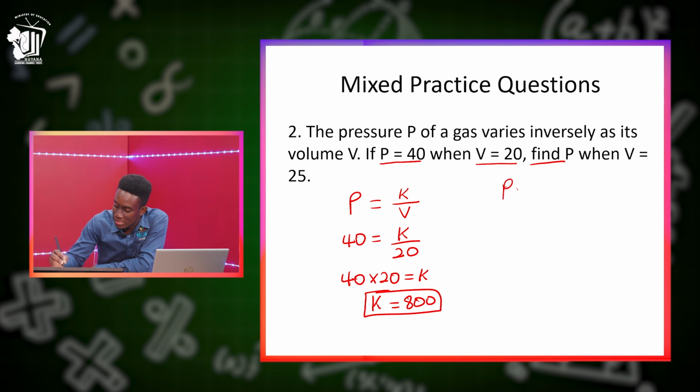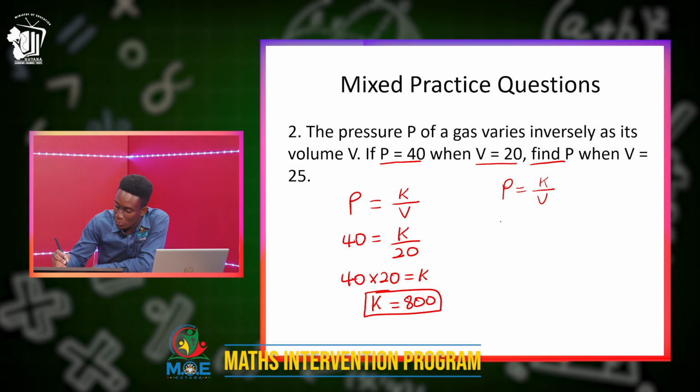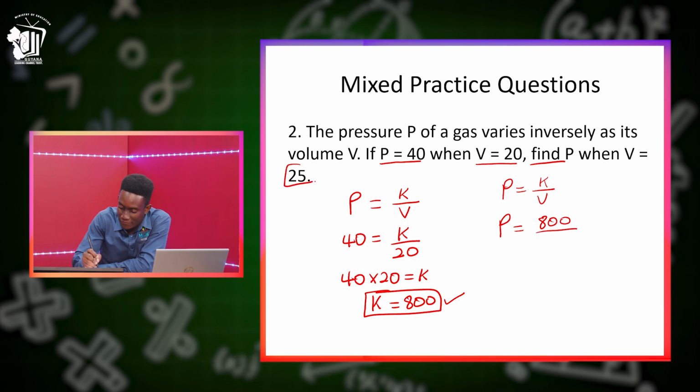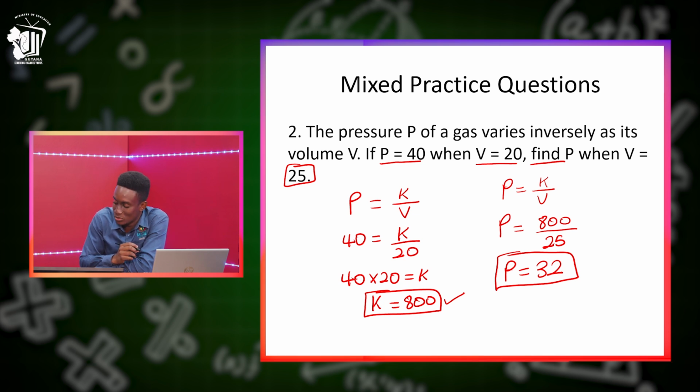So we know P is equal to K over V. So in this case, we want to find P. So P is equal to K, the thing that we just found, 800, divided by V, in this case, which is 25. So 800 divided by 25. So P will be equal to 800 divided by 25, which would give us 32. So to answer the question, when volume is equal to 25, the pressure of gas is equal to 32, based on the working for this question.